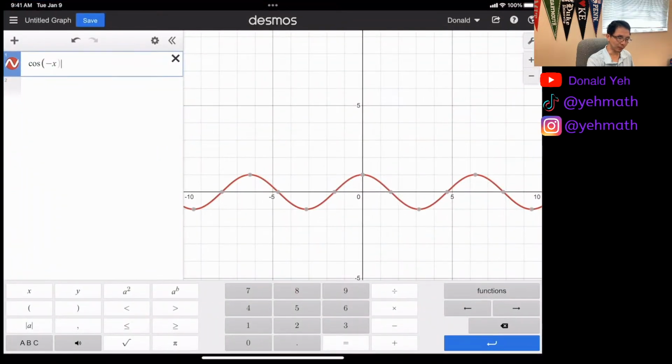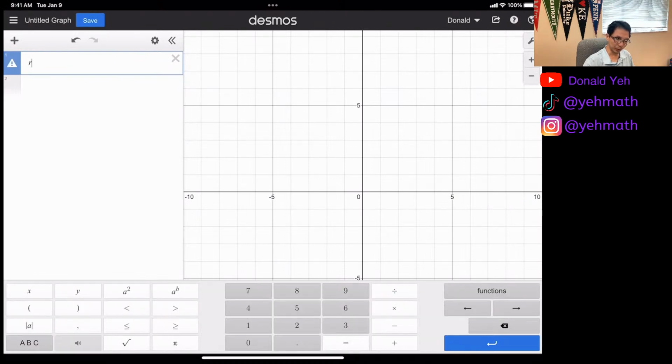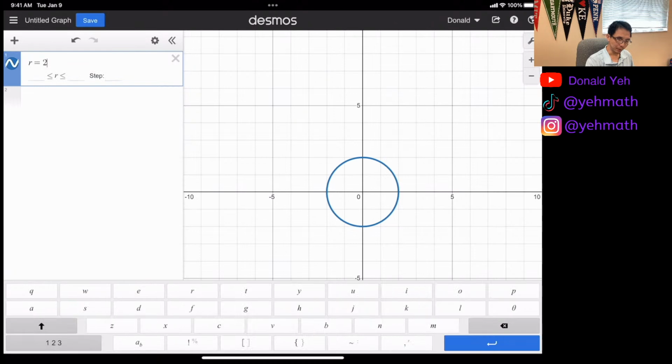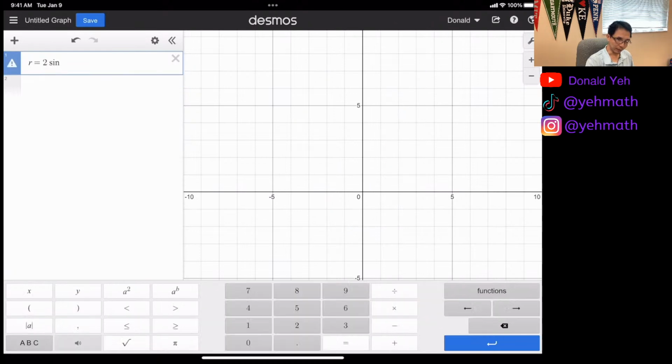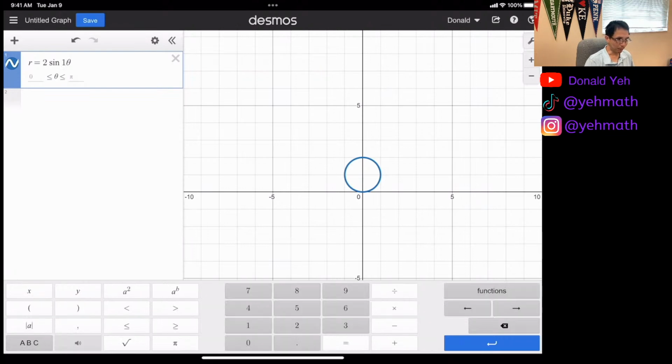So let's just do r equal to 2 sine of theta. Let's see what the theta is. Let's say we put a 1 here, that's 1 petal, right? If I do 3, it's 3 petals. If I do 4, it's double. Now, do you guys understand why?